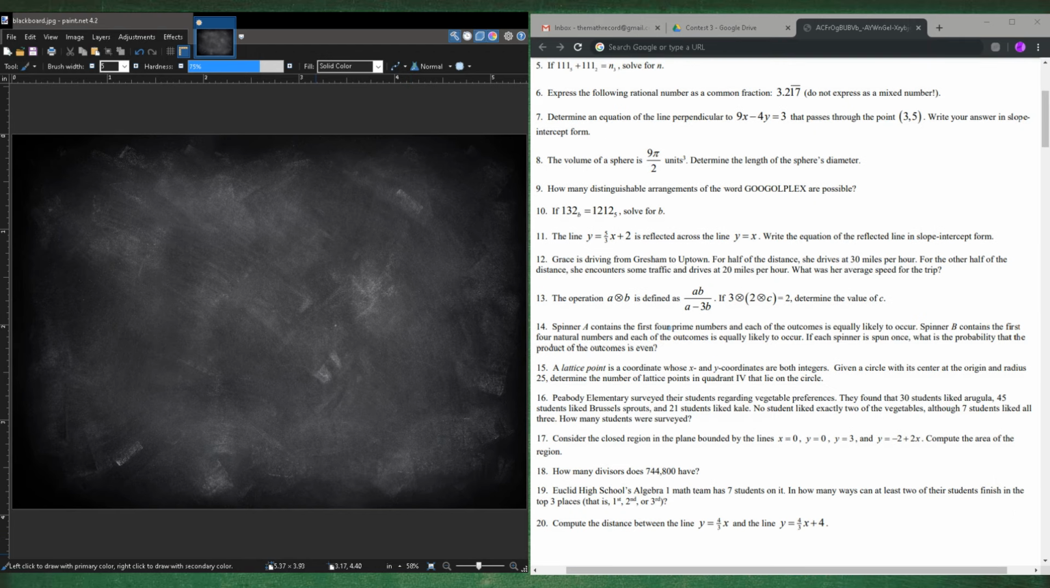Question 11. The line y is equal to 5 over 3x plus 2 is reflected over the line y is equal to x. Write the equation of the reflected line in slope-intercept form. Okay, so we have something like this. So that's y is equal to 5 over 3x plus 2. And this is y is equal to x. Not drawn to scale. And then the line that's reflected is something like this.